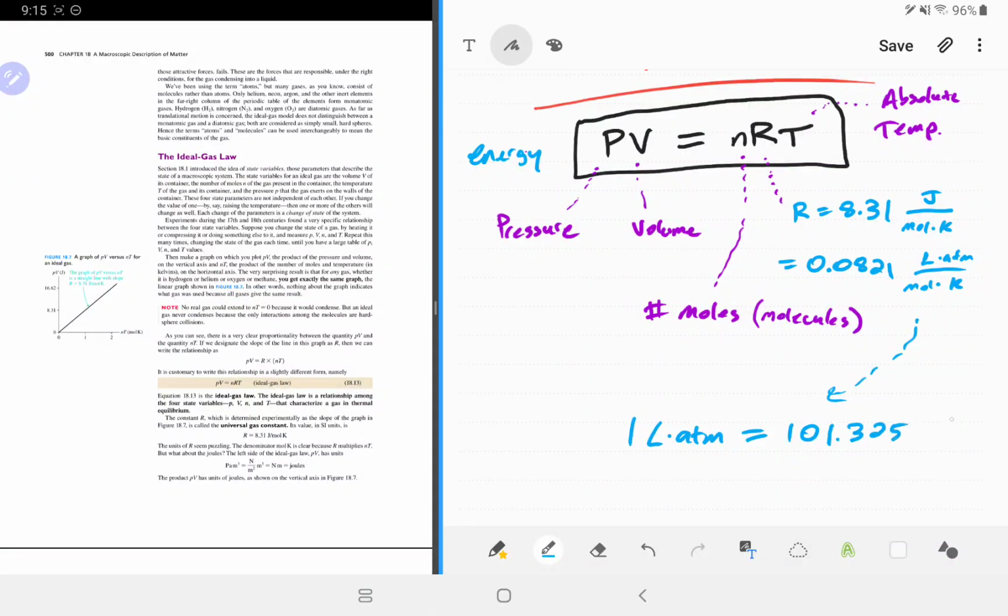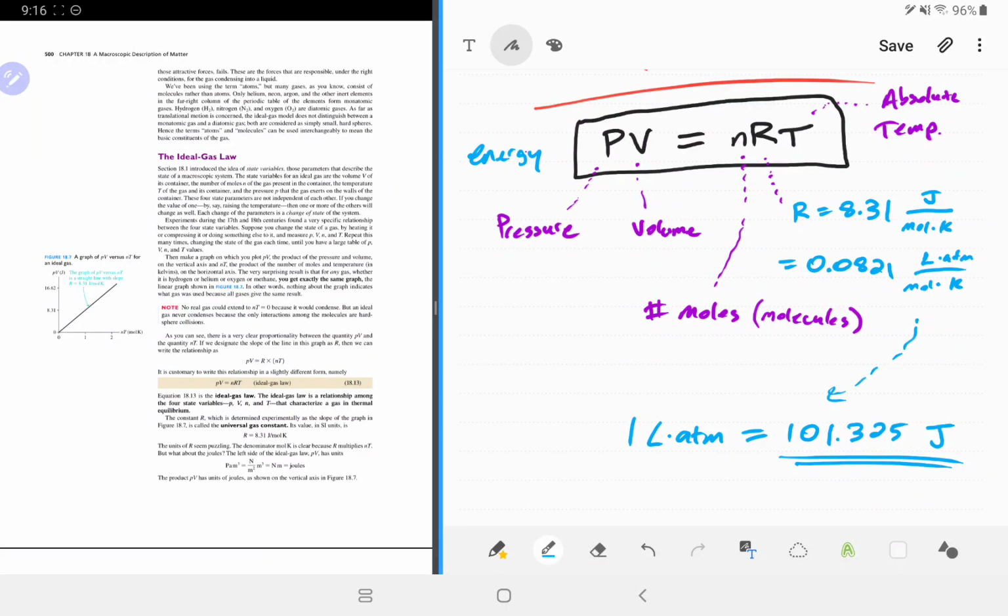1 liter atmosphere is 101.325 joules. And this number should look familiar. Notice how it's a few decimal places away from being the number of pascals in 1 atmosphere. So the moving of the 3 decimal points is from liters and cubic meters, and then atmospheres and pascals, it gives the funky number.